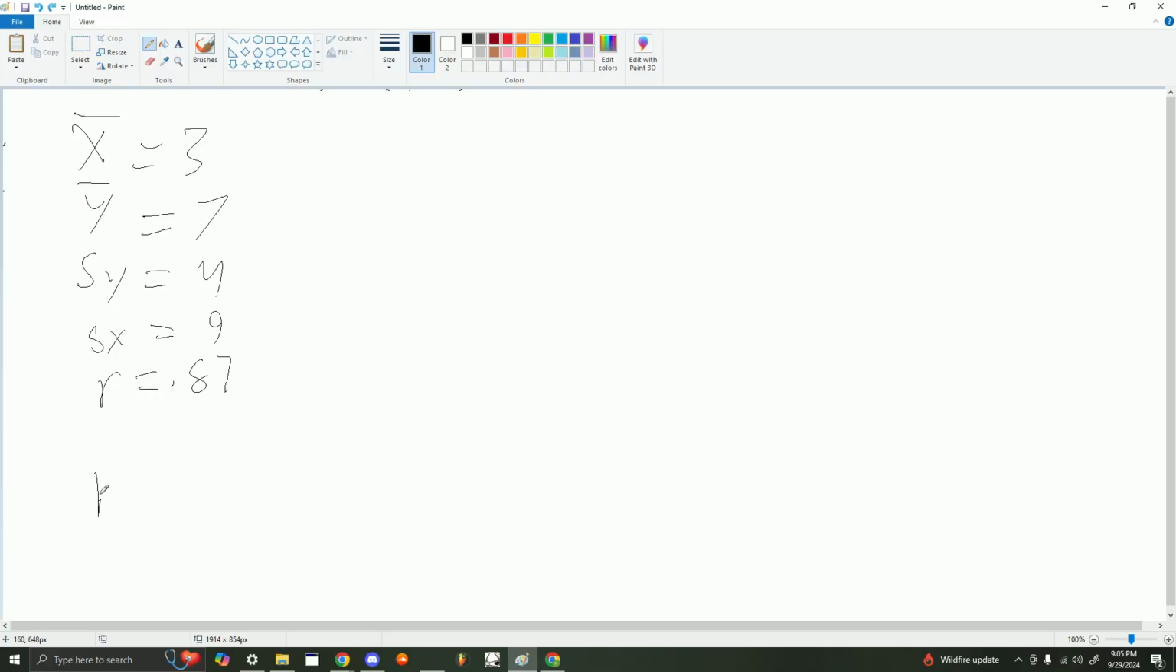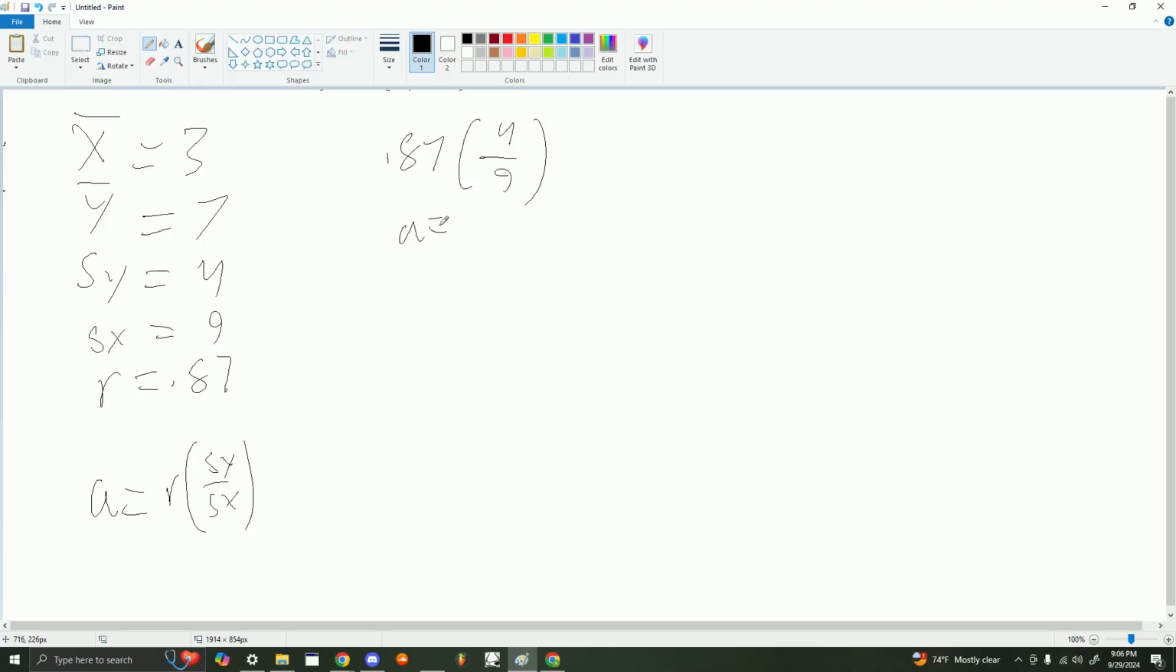Let me do it right this time. A equals... What's the formula for slope with this type of data? Y equals A plus BX is the formula for the regression line, not for slope. To find the slope, wouldn't it be the standard deviation of Y over the standard deviation of X times the correlation? Yeah, exactly. So plug those numbers in: 0.87 times 4 over 9, and whatever this is equals your slope.